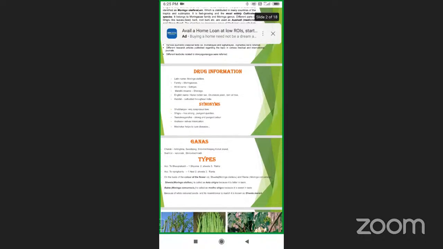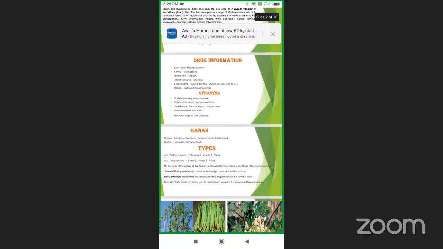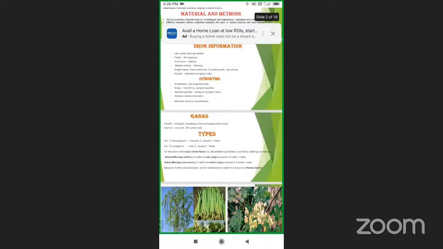Coming to the varieties of the drug, Acharya Bhavaprakash has given three varieties: Shyama, Shweta, and Rakta, and Raj Nighantu has given Neel, Shweta, and Rakta varieties. Based on the color of the flower, it is mainly of two types, the Shweta variety and the Rakta variety. The Shweta variety, which we commonly see, is Moringa oleifera, called Katu Shigru because it is bitter in taste. The Rakta variety is Moringa concanensis, called Madhu Shigru because it is sweet in taste. The seeds of Shigru resemble marich, hence the seeds are also called Shweta Marich.